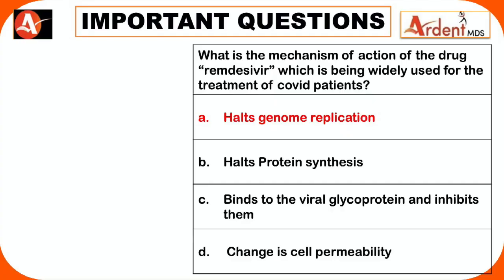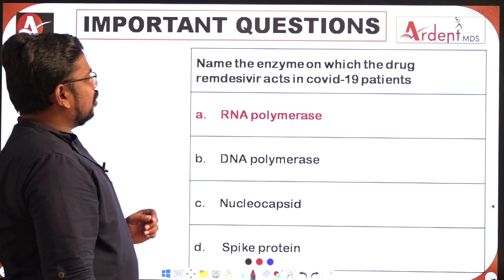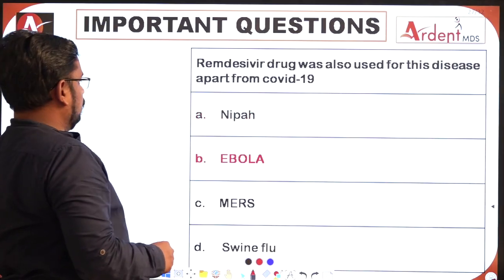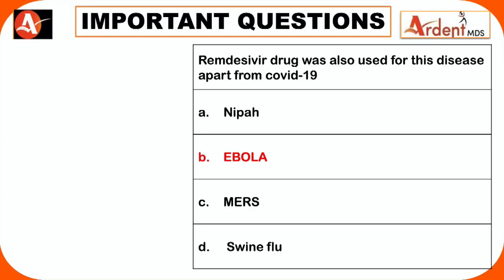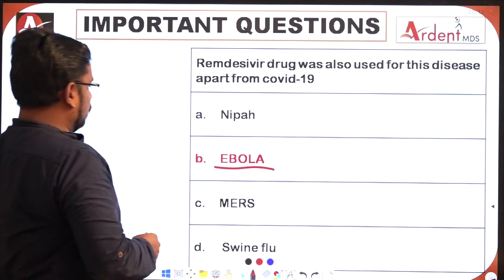What is the mechanism of action of the drug remdesivir? It acts on RNA dependent RNA polymerase, which inhibits genome replication. Name the enzyme on which the drug remdesivir acts in COVID-19 patients. Yes, easy question: RNA polymerase. Remdesivir is also used apart from COVID-19; maybe they ask you, Ebola is the answer.